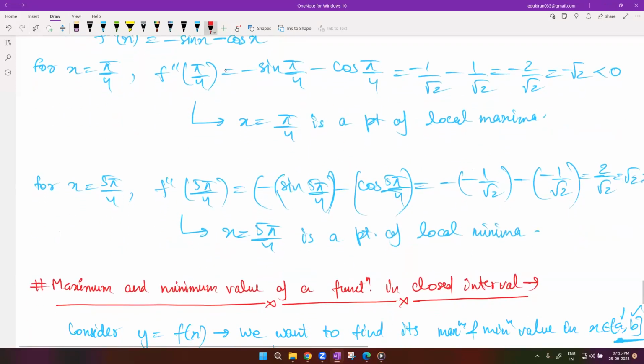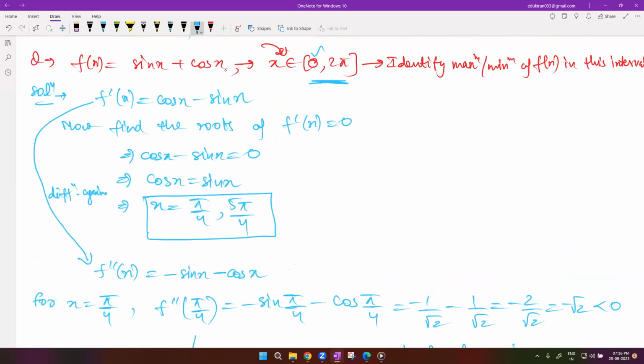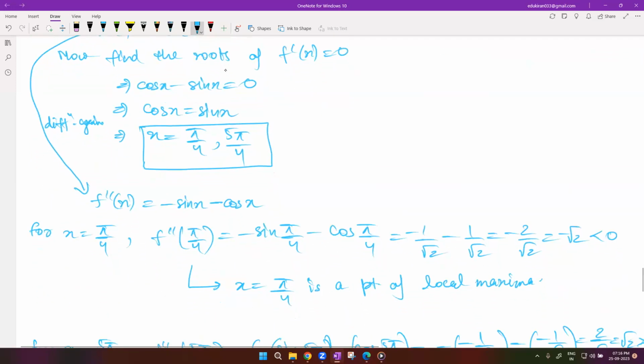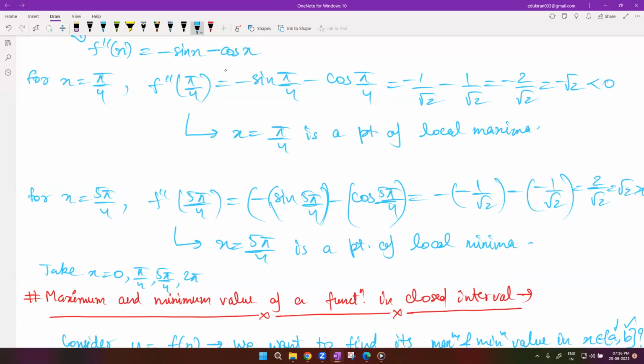Now what I would do is take all these points: x equals 0, pi by 4, 5 pi by 4, and 2 pi. So 0 and 2 pi are the endpoints of the interval which was given, and pi by 4 and 5 pi by 4 are my roots. I will find out all these values.